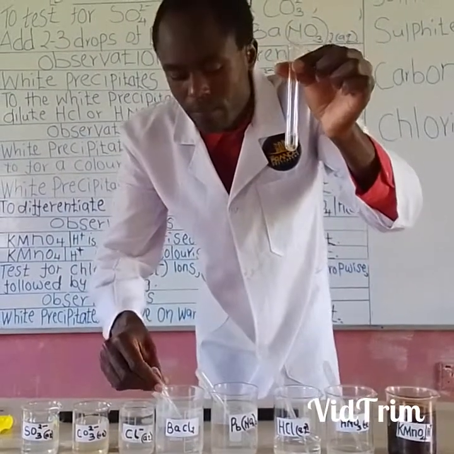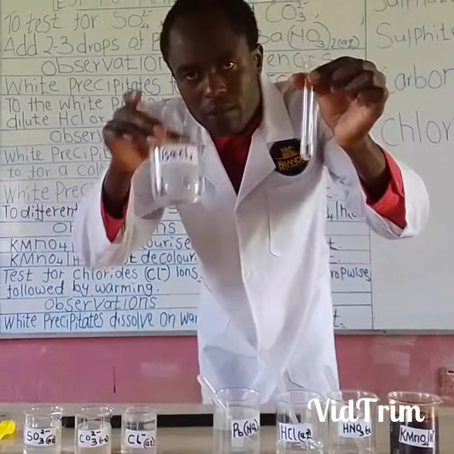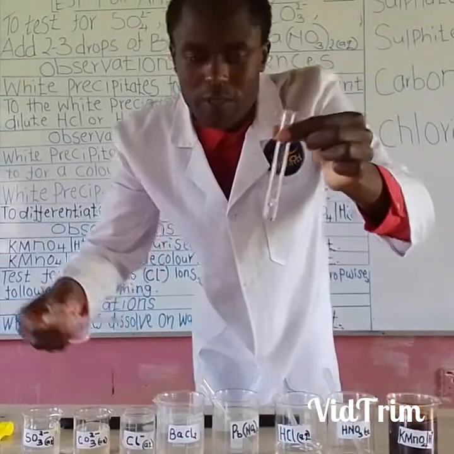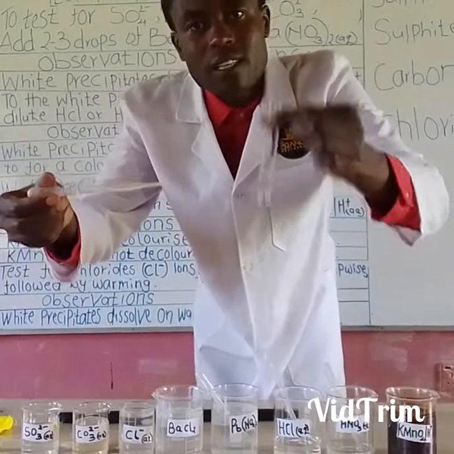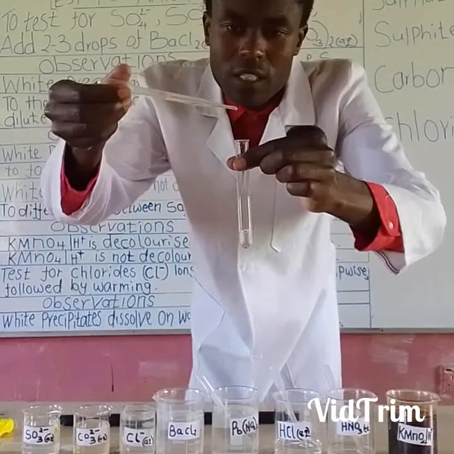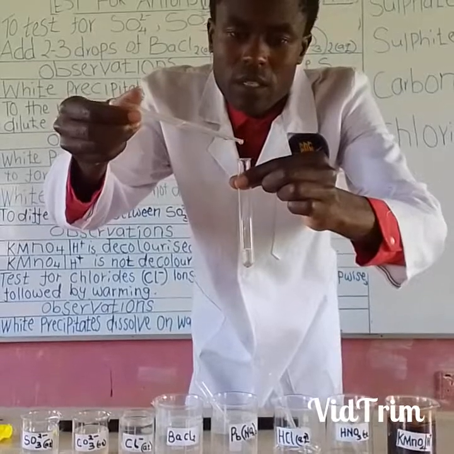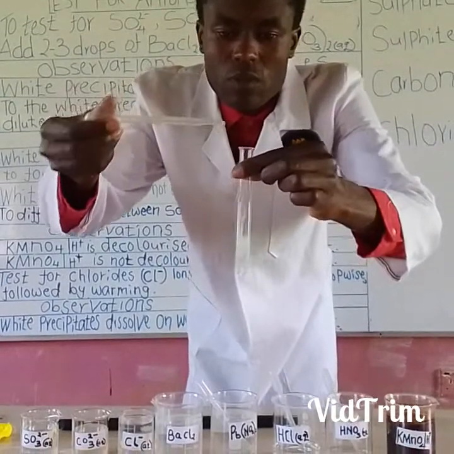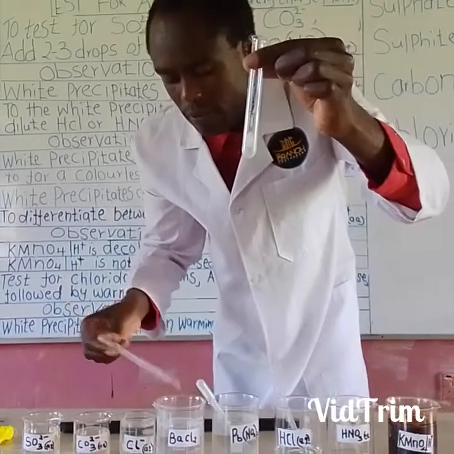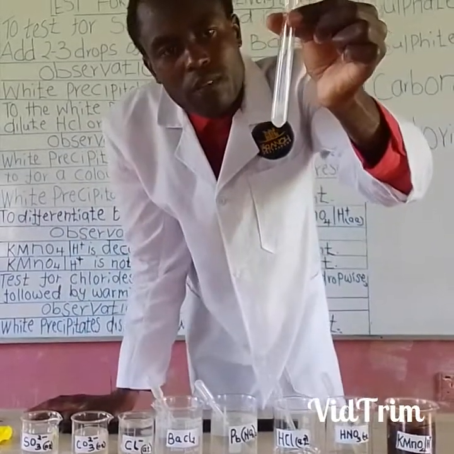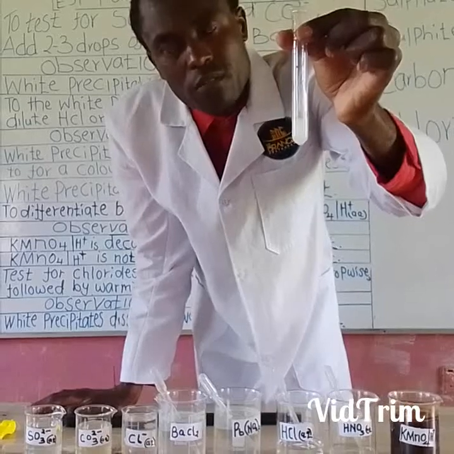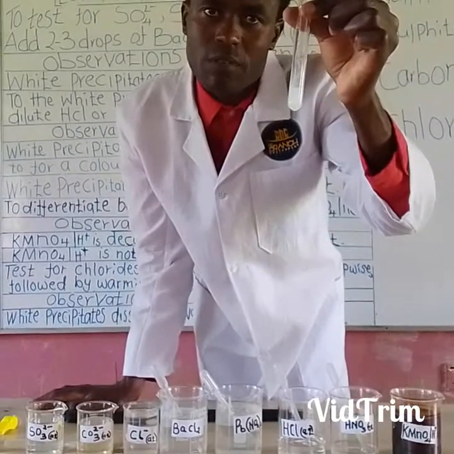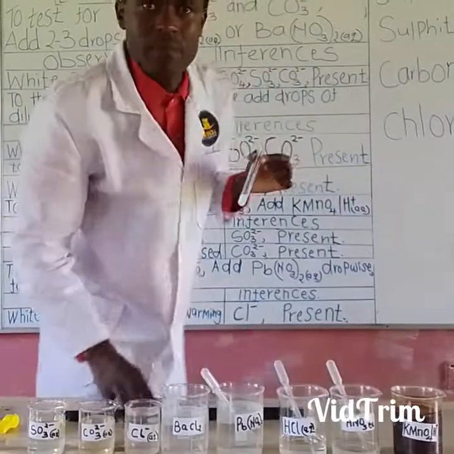First step, we add barium chloride solution dropwise. So using my dropper, let me add exactly 2 drops. 1, 2. What do you see when we add barium chloride solution? Yes, formation of white precipitates. Formation of white precipitates.